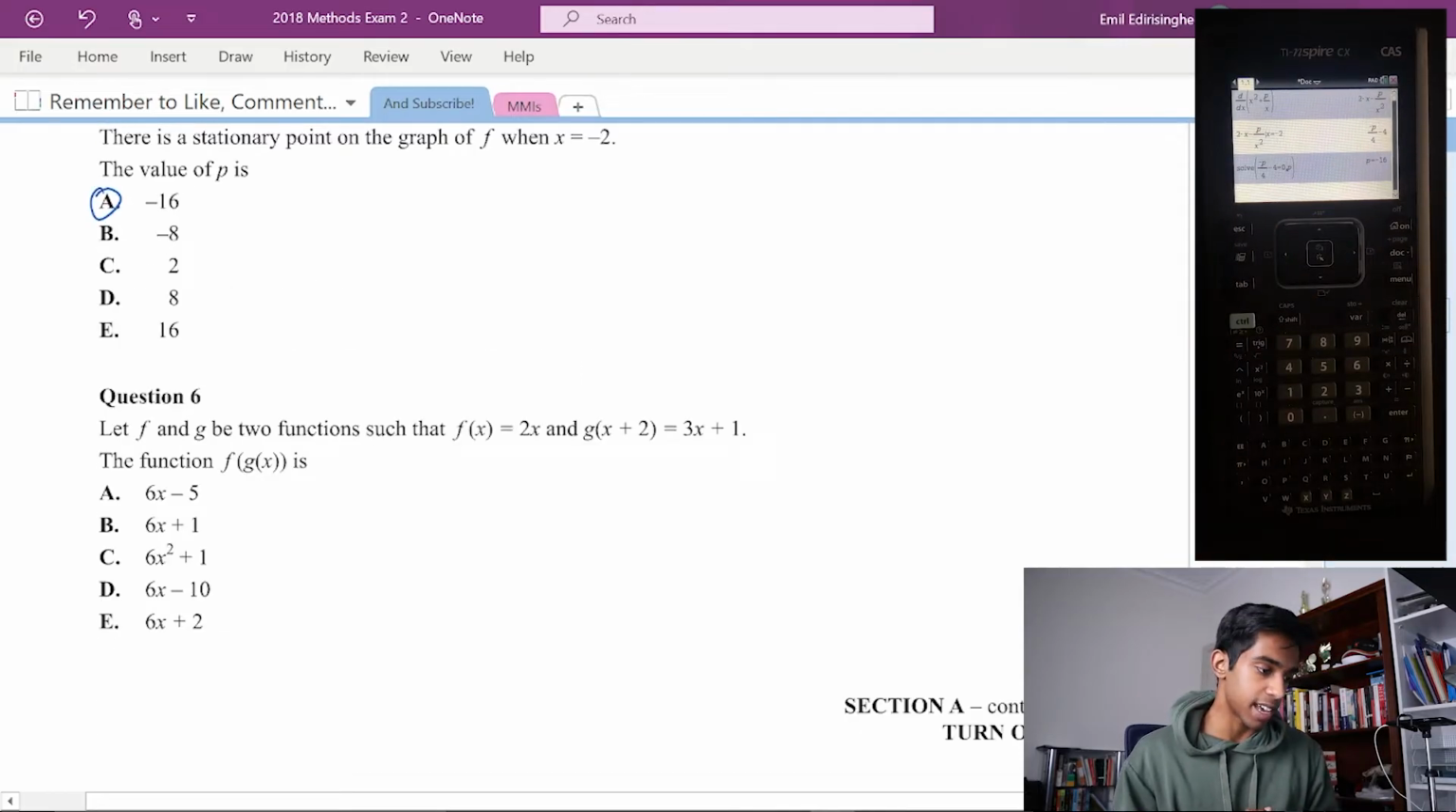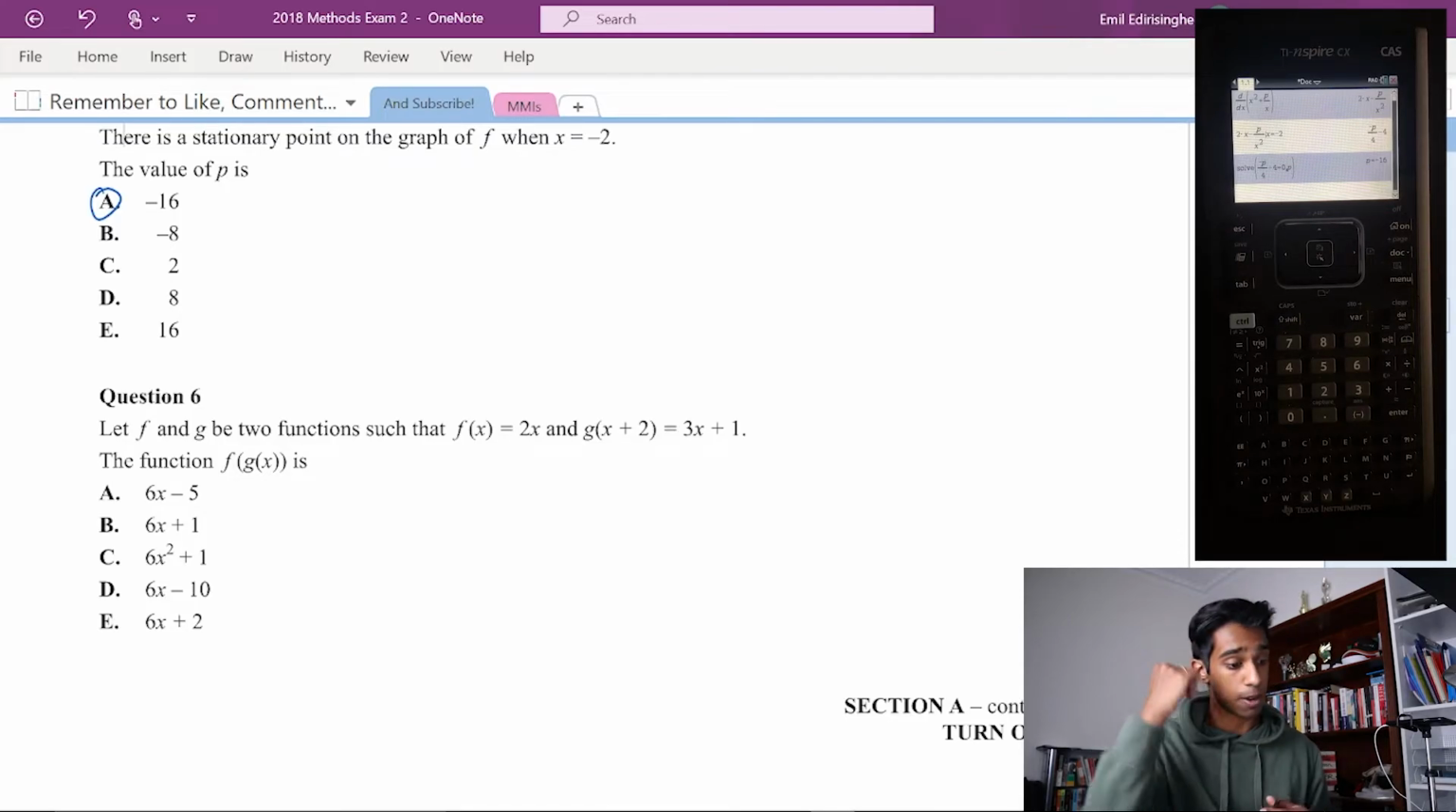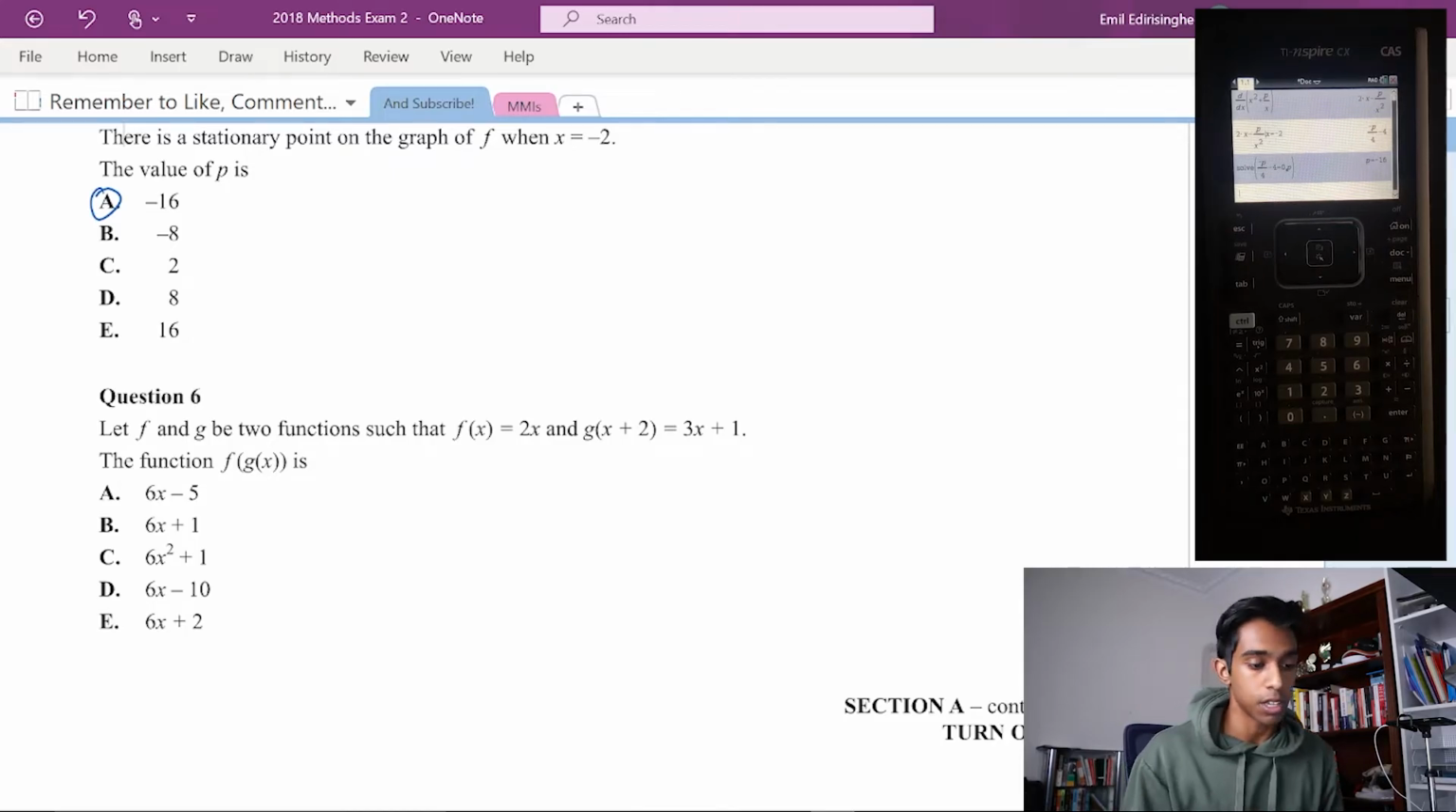Now we've got question 6. It tells us that f and g are two functions such that f of x equals 2x and g of x plus 2 equals 3x plus 1. Then they ask us what the composite function is.